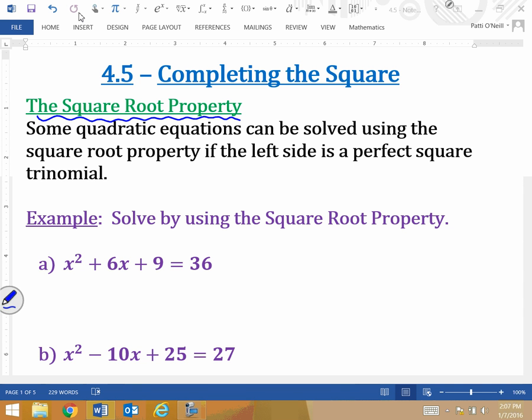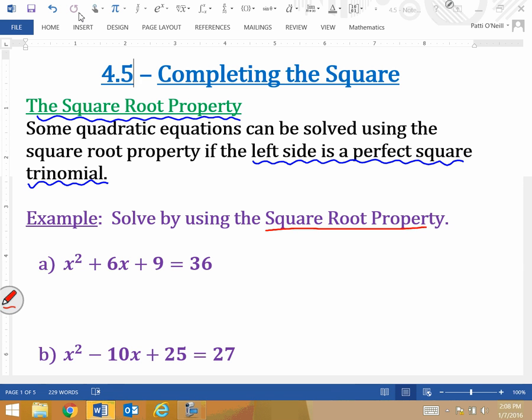Now, this square root property can be used to solve quadratic equations if we have a certain situation. If the left side of the equation that we're trying to solve is considered to be a perfect square trinomial, we're going to apply this idea of the square root property. I'll review again what makes up a perfect square trinomial with the two examples below. In these two examples, I'm going to ask you to use the square root property, which I'll illustrate by doing, to find out what our solutions are.